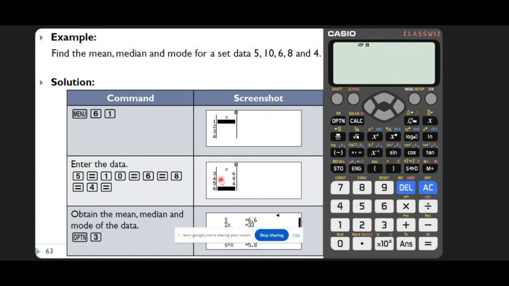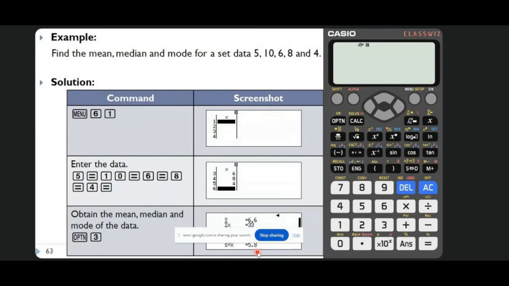Then press equal. And then press your OPTN and choose number 3, 1 variable calculation. Then you will get this here. The first one, bar x, is your mean. Summation x is the total of x. Then summation x squared is the sum of x squared. Then the variance x and the standard deviation x. The s square x we don't use in school.